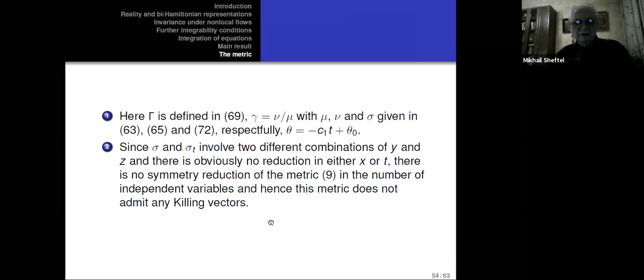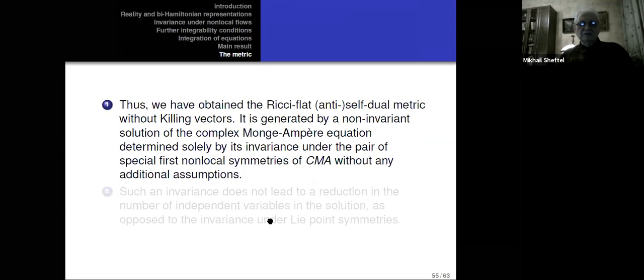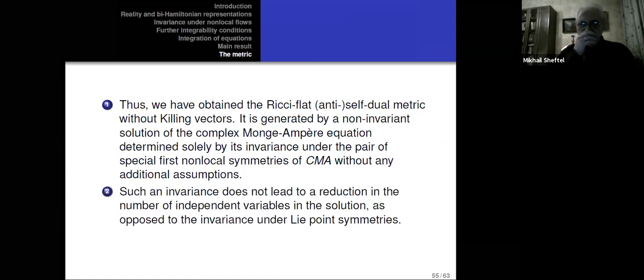This is again about reduction. Thus, we claim that we have obtained the Ricci-flat anti or maybe just self-dual metric without Killing vectors. It is generated by a non-invariant solution of the complex Monge-Ampere equation determined only by its invariance under the pair of special first non-local symmetries of CMA without any additional assumptions. So this is not a solution of CMA taken by chance, but a very special solution. Such an invariance does not lead to a reduction in the number of independent variables in the solution, as opposed to the invariance under Lie point symmetries.